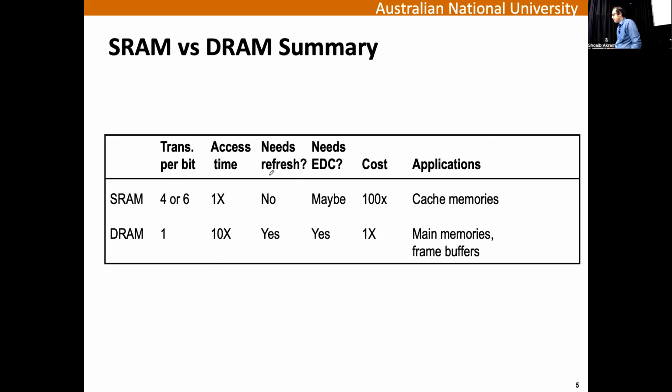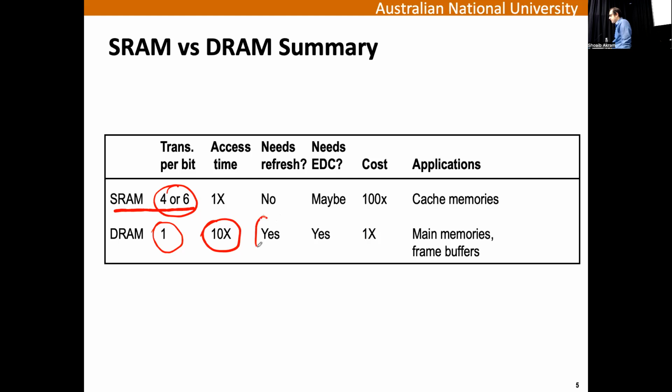Transistors per bit is one way to quantify the area of different technologies. SRAM is about 4 to 6 transistors, and DRAM, 1 transistor. DRAM is about 10 times slower than SRAM. That's why your register file, your registers, a small register file, is 10 times faster than going to memory outside the processor.